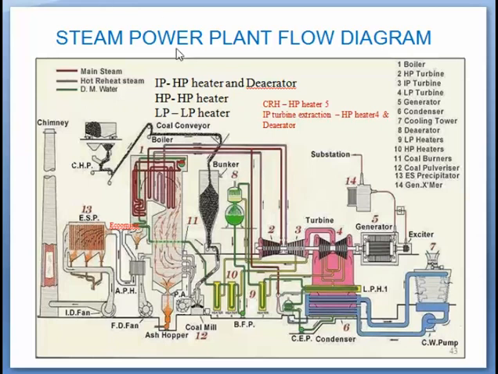Now we will see the condensate and feed water cycle. The condensate at 45 degrees centigrade is collected in the hot well of the condenser. From here it is extracted by the CEP and passed to the deaerator. This is the deaerator. The deaerator's purpose is to remove the dissolved gases from the feed water by heating it through LP heaters and the regenerative feed heating process.